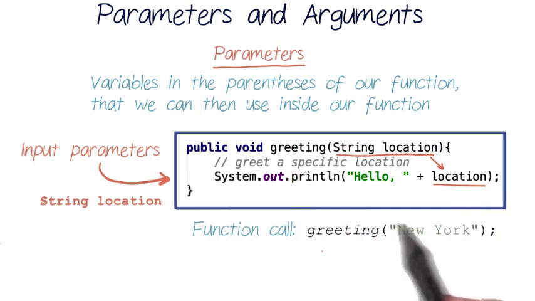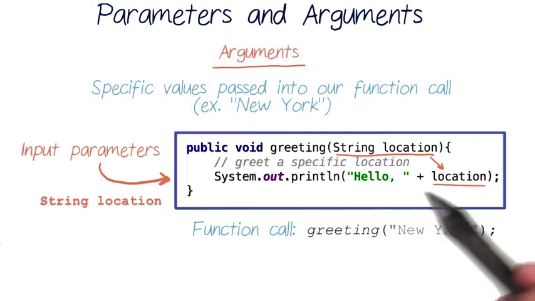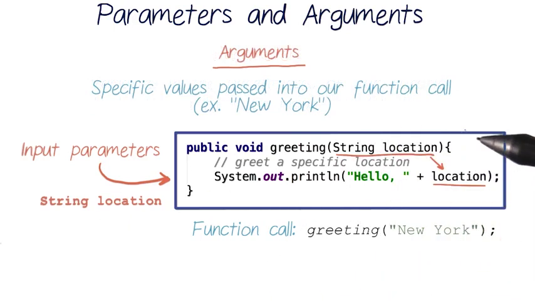But now, when I call this function greeting, I can't just type greeting with empty parentheses, and that's because this function expects a string location as input. So in my function call, I have to put in a string, like the location New York, and this specific input is called an argument. So parameters are the variables inside our function definition, like string location, and arguments are the actual values that are passed into our function when we call it, like New York, which our function needs to work.